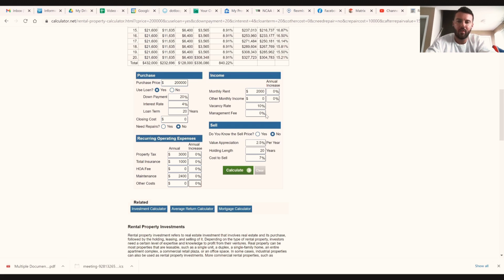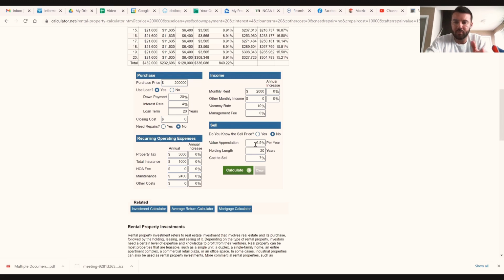Management fee, in this example, we're going to say you're managing it on your own, but typically, if you don't want to manage the property, you can hire what's called a property manager, and they will charge you 10% to 20% of the gross monthly rent. And they'll be the ones taking the calls at 2 in the morning that the toilet's broken. But in this case, we're just going to say that you're managing this on your own.